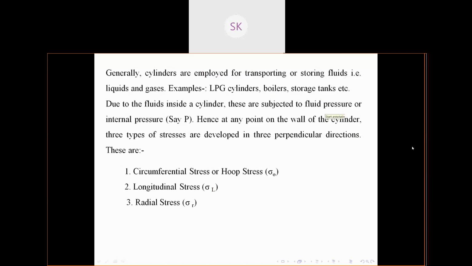Due to the fluid or gas inside a cylinder, these are subjected to fluid pressure or internal pressure. Hence, at any point on the wall of the cylinder, three types of stresses are developed in three perpendicular directions. Suppose this is your cylinder.